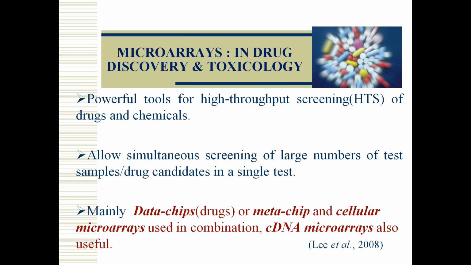Then coming to microarrays in new drug discovery, especially and also in toxicology, these are emerging tools for high throughput screening of drugs and chemicals in recent days. They allow simultaneous screening of large numbers of test samples and drug candidates in a single test. Mainly data chips, especially the drugs or meta chip, and cellular microarrays are used in combination. Especially the cDNA microarrays are also useful.